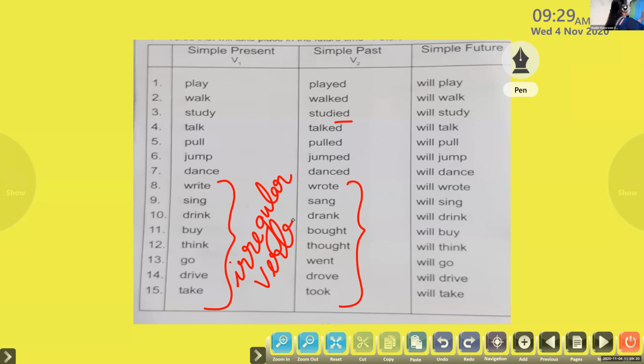The future tense form is very easy. What do we have to do for the future tense? Add will before the verb. Is that clear? I've already told you, this is not right, that is wrong, you have to write here. It is right. So we have to add will before the present tense form: will play, will walk, will study, will talk, will pull. Have you understood? Future tense is very easy, but the past tense we have to learn by heart. Is that clear to all of you?